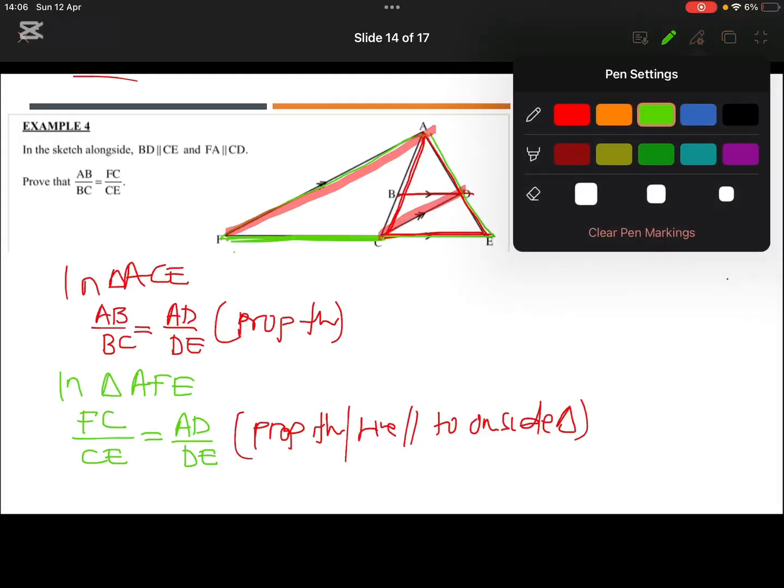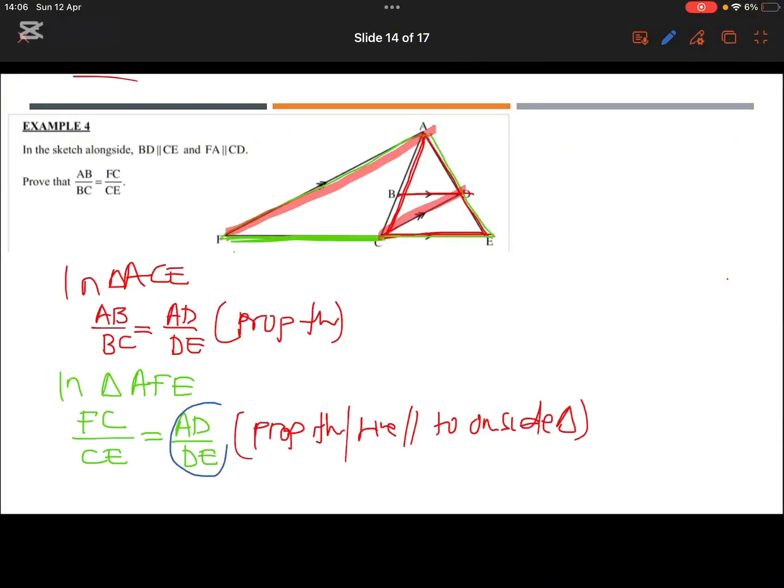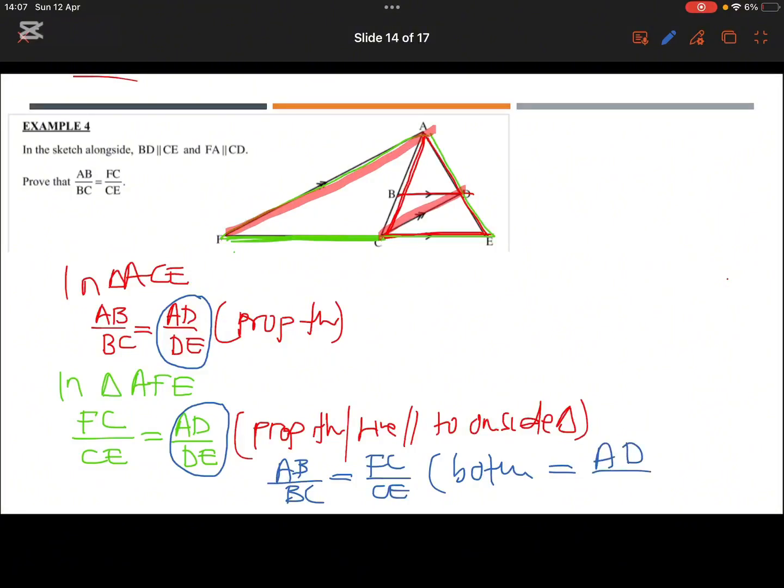Now, if we take a close look at this, we'll now see that AB divided by BC is equal to AD over DE, and FC over CE is also equal to AD over DE. What does that mean? It simply means that AB divided by BC is equal to FC divided by CE, because both are equal to AD over DE.